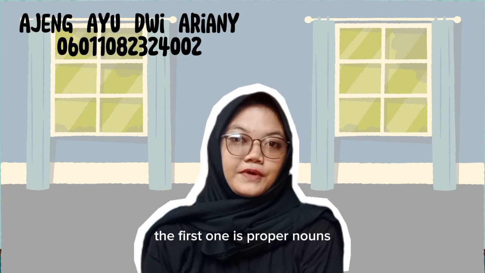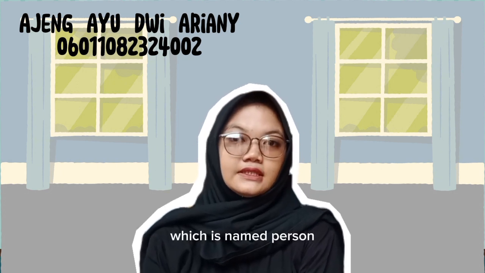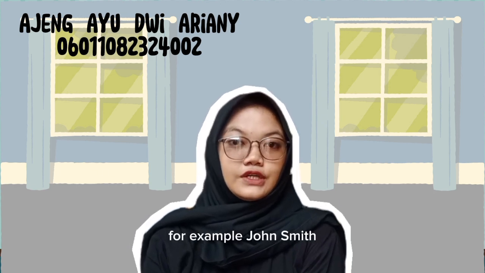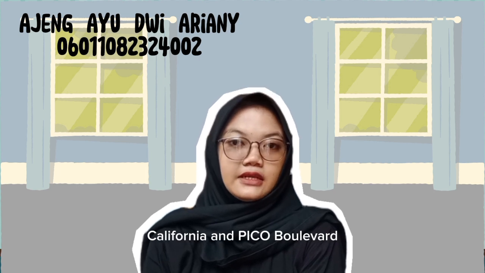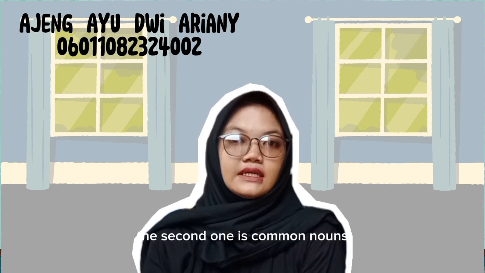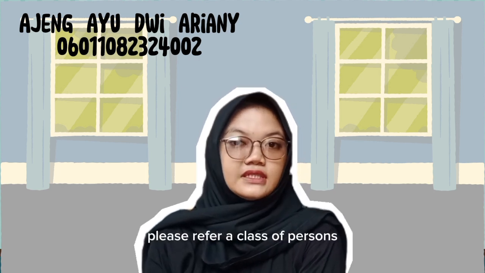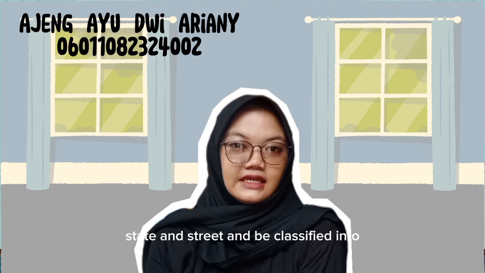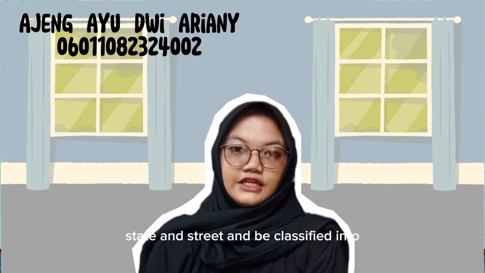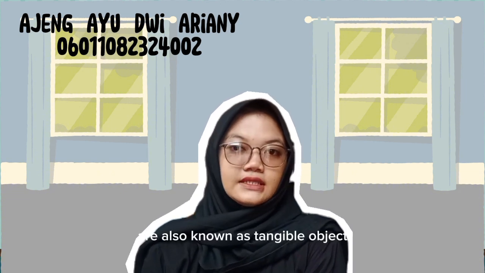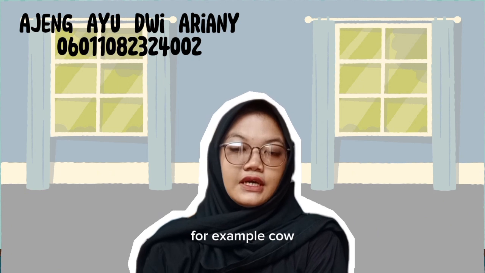The first one is proper nouns, which name a person, place, activity, idea, or thing. For example, John Smith, California, and Pico Boulevard. The second one is common nouns, which, unlike proper nouns, refer to a class of persons, ideas, or things. For example, man, state, and street. They can be classified into the first, concrete noun, also known as a tangible object. For example, cow, tree, and noise.